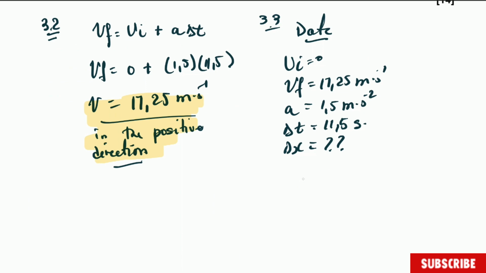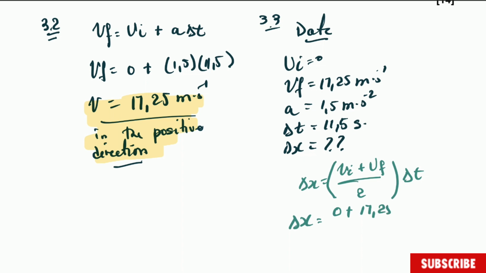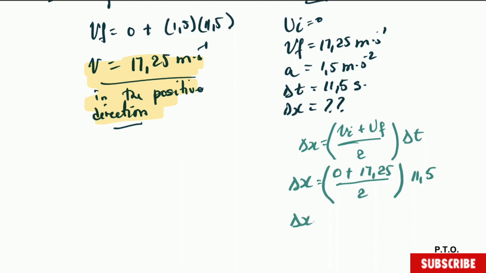So I'm going to write the formula. Displacement is equal to initial velocity plus final velocity, divided by 2, multiplied by time. This one is the formula, and then we substitute. The initial velocity is 0, the final velocity is 17.25. This is divided by 2, and all that is multiplied by 11.5, and that will give you the answer, which is 99.19 meters.